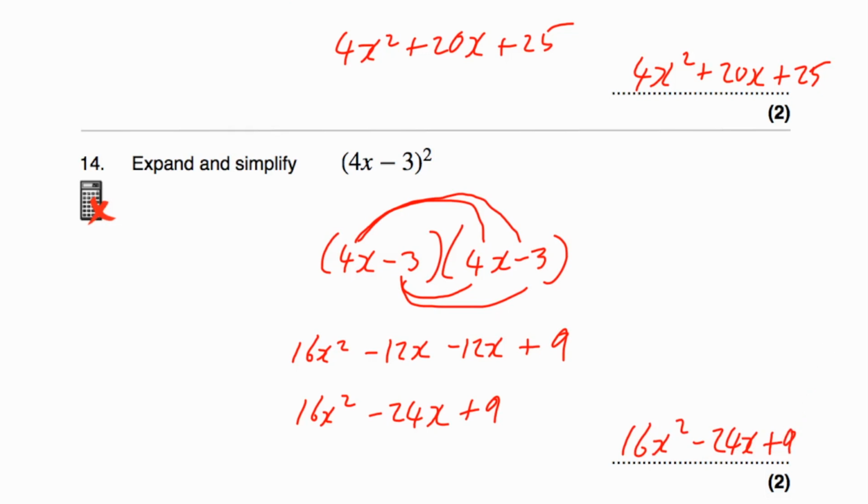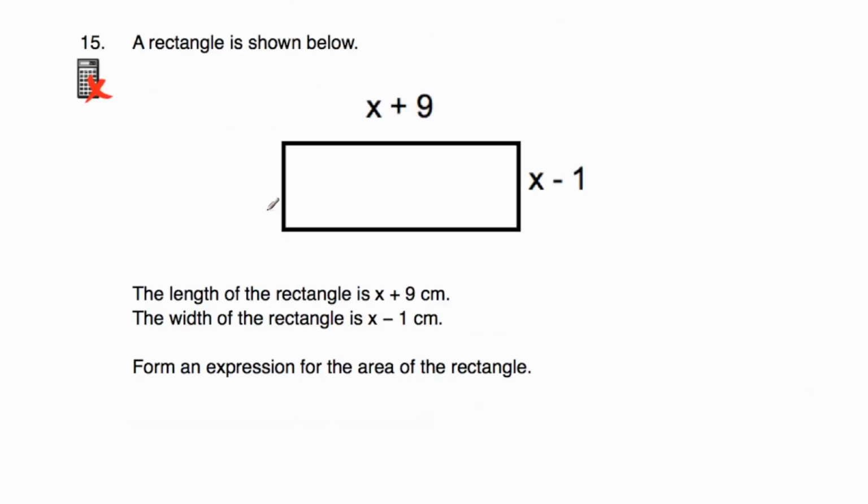Okay, question number 15. So question number 15, we've been given this rectangle and it's got a length of x plus 9 and a width of x minus 1.